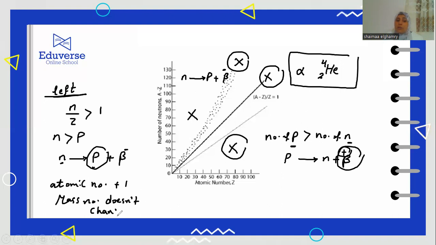Why doesn't the mass number change? Because the neutron changed to a proton. So if we remove 1 neutron, another proton is replaced, so the mass number doesn't change. Here, the proton converts to a neutron, so the atomic number decreases by 1, but the mass number doesn't change.